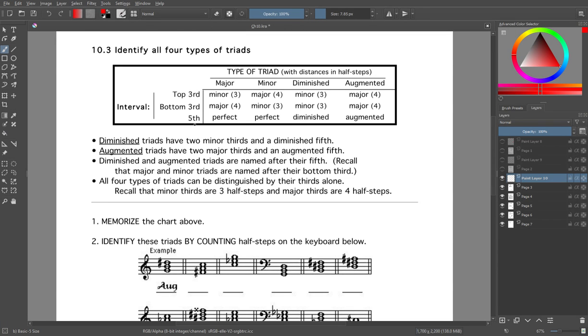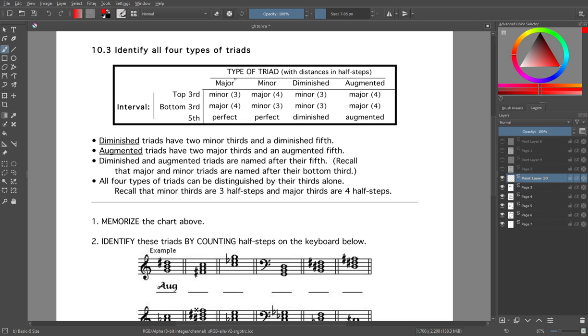Alright, we're at 10.3, identifying all four types of triads. So, here are the different types. We have major and minor, ones we already talked about. Then we have diminished and augmented. We've already figured out how those intervals might work, but here is how they work as triads.